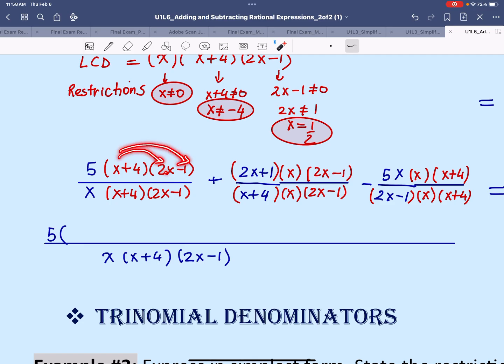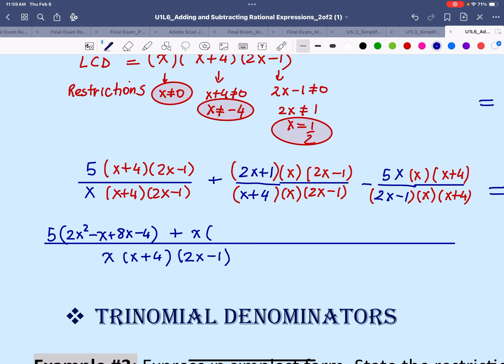So 2x squared minus x. And then 8x minus 4. Whew, done with this. And then we have plus. So I'm going to leave the x down here, and then I will multiply 2x plus 1 with 2x minus 1. Very happy to see the difference of squares here. So that's 4x squared minus 1. And then minus, we have 5x and x will make 5x to the power of 2 times x plus 4.